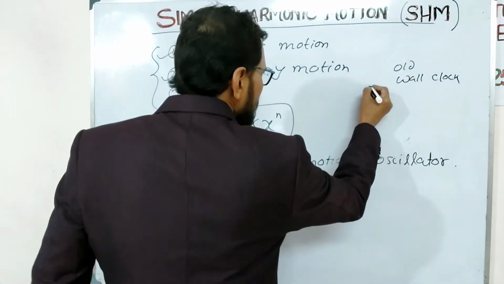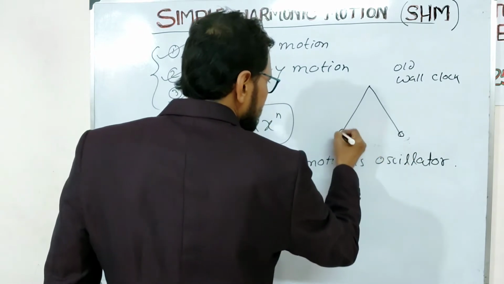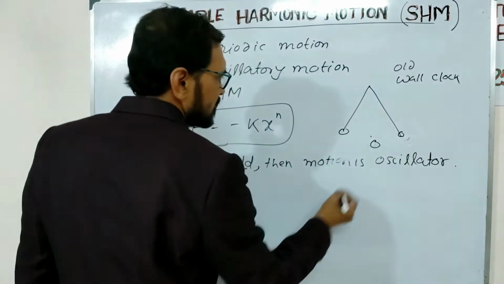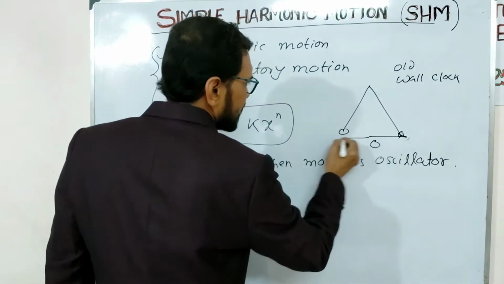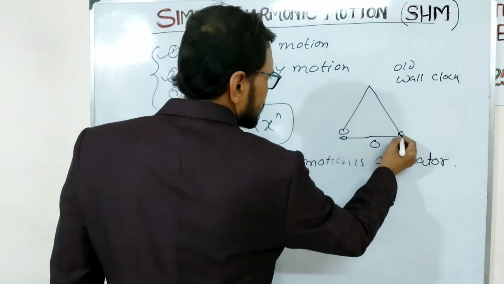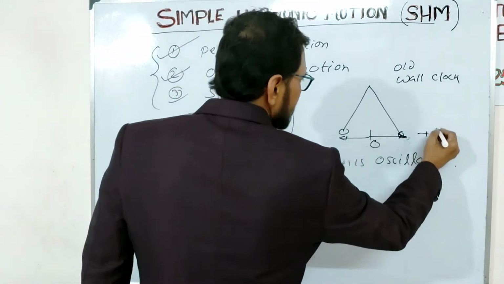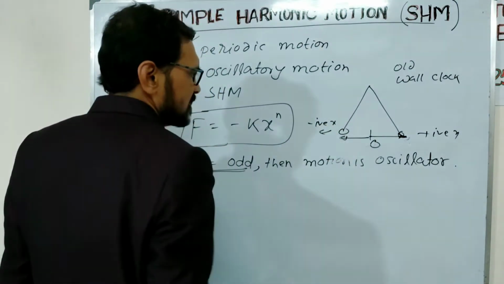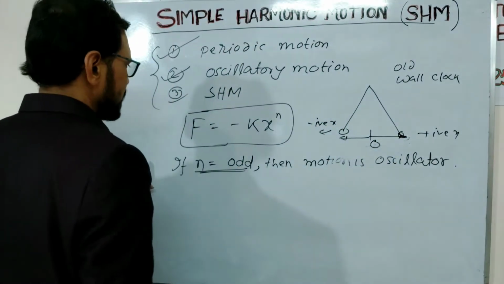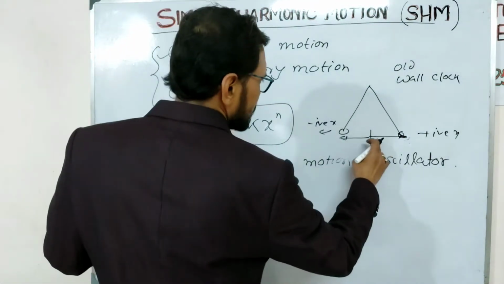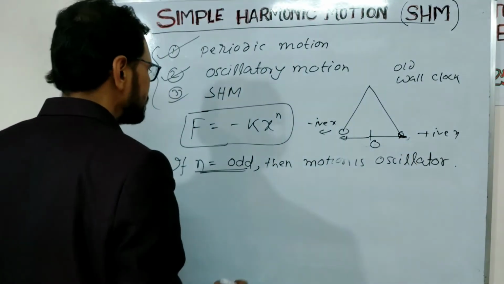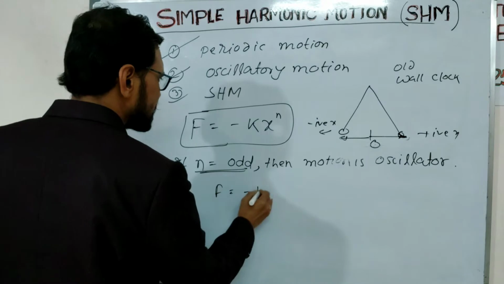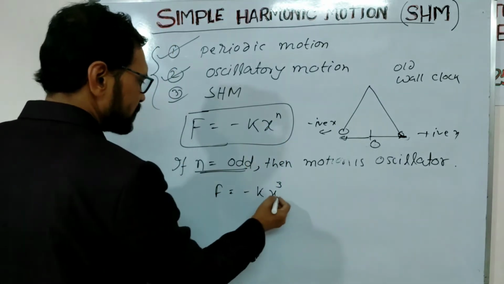So this is oscillatory motion. Here suppose this is the mean position, left and right. Here this is the positive x-axis, and here this is the negative x-axis. Now when the bob moves in this direction, x is positive, and suppose F equals minus k x cube, where n is odd, x cube.